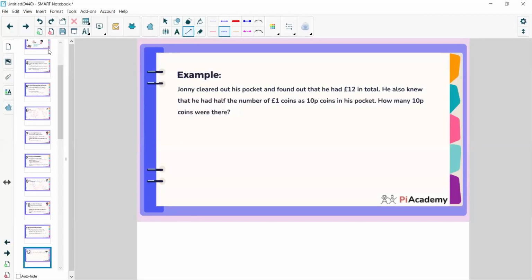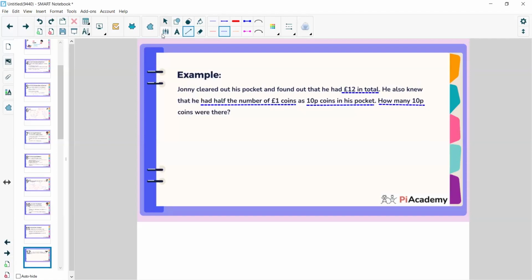All right. Here we have a question in front of us. Johnny cleared out his pocket and found out that he had 12 pounds in total. He also knew that he had half the number of 1-pound coins as 10p coins in his pocket. How many 10p coins were there?